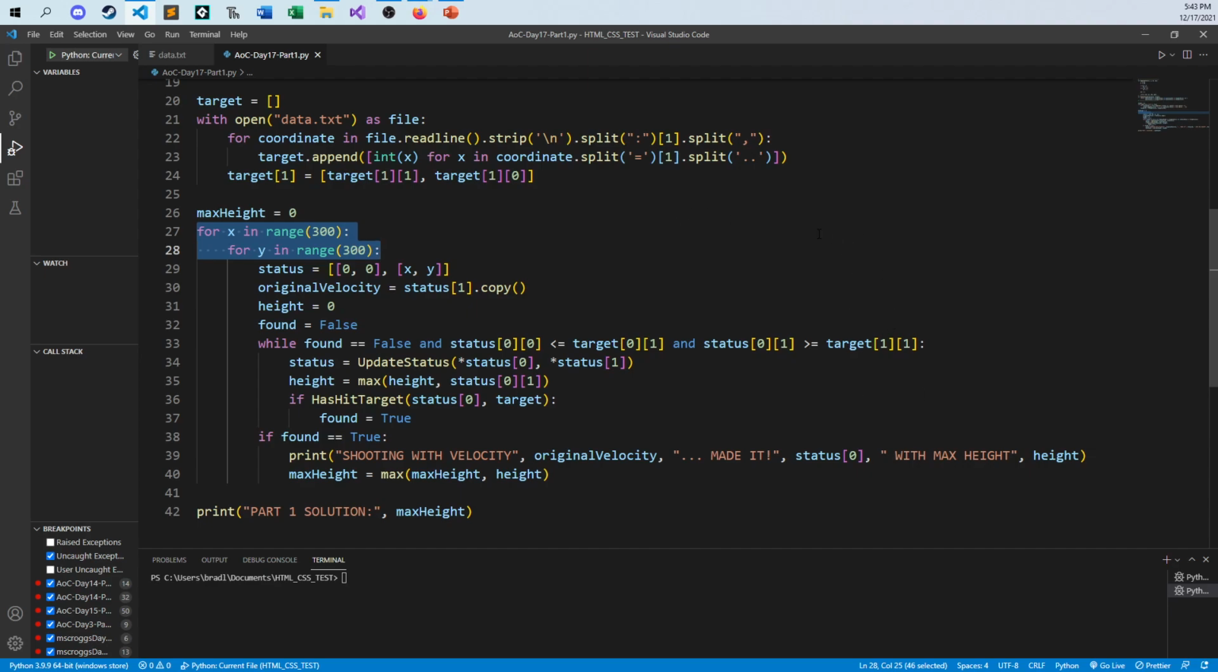And the same with the x, because the drag never pushes you backwards, it only slows you until you go straight down. So as long as the x value is not past the target on the right and the y value is not past it on the bottom, we keep testing until we find a solution. And it doesn't take very long.